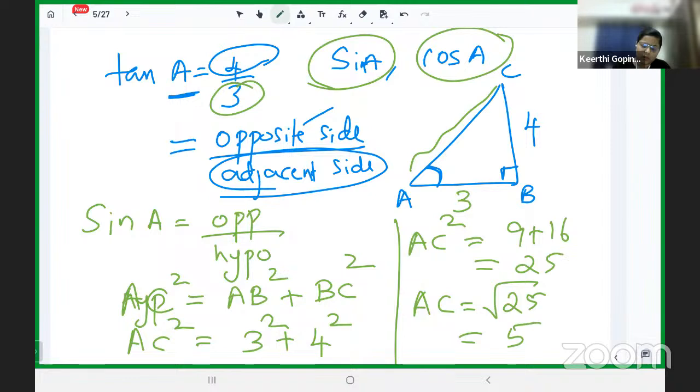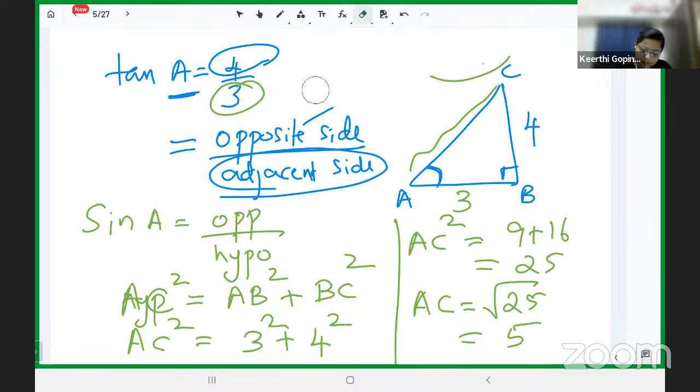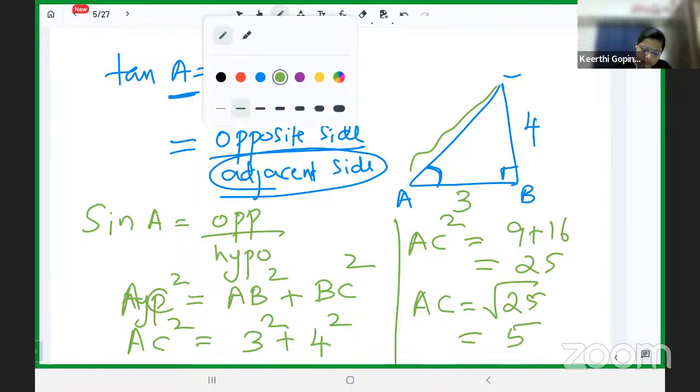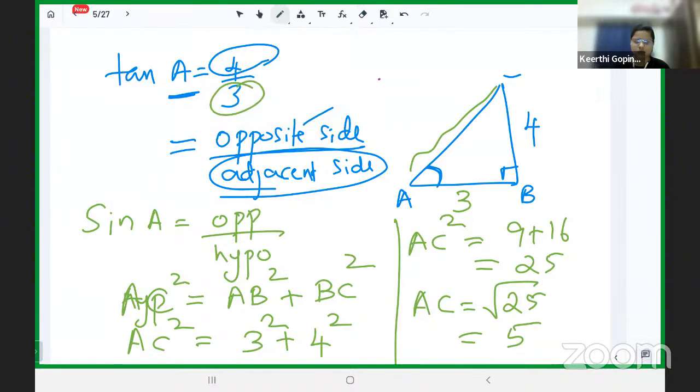Now can you find out what sin A is? We have got AC as 5. So sin A is opposite by hypotenuse. Opposite side is 4, by hypotenuse 5. It is nothing but 4 by 5.